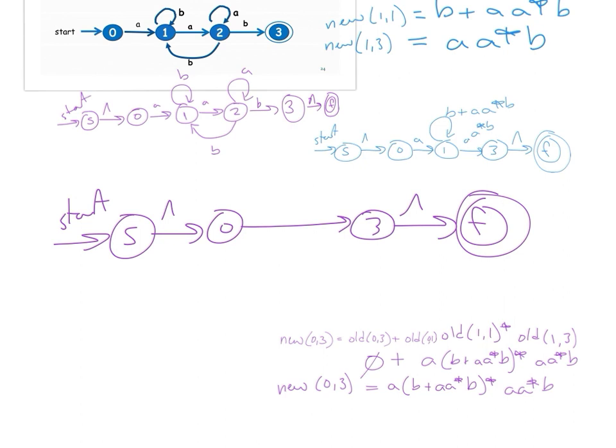So it is A times B plus A star B, whole thing starred, times A star B. And let's make that look a bit better. And now we're ready to do our next step, which is either eliminate state 0 or eliminate state 3. Why don't we eliminate state 0 next?